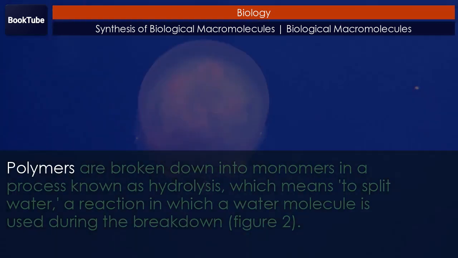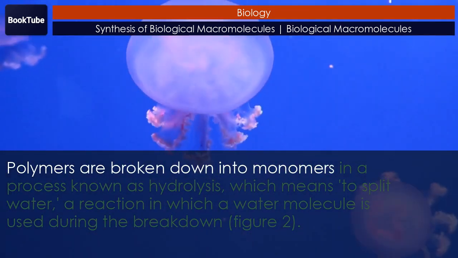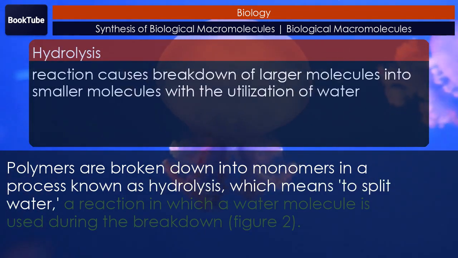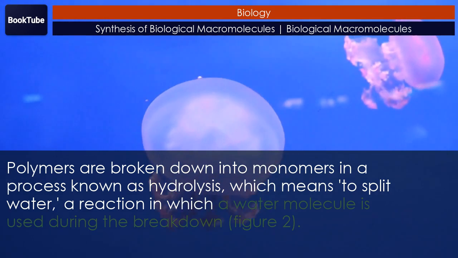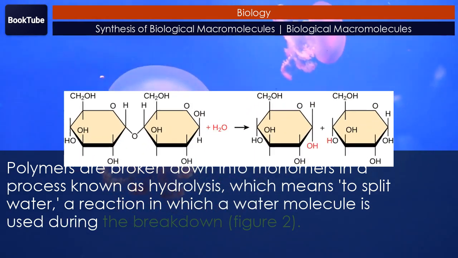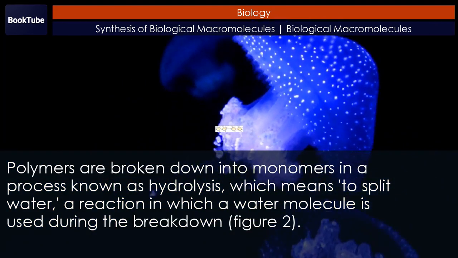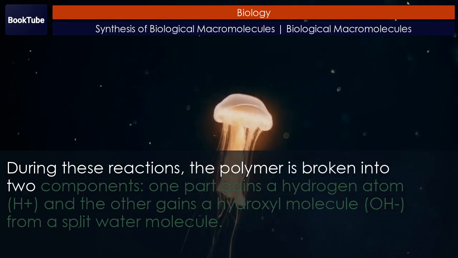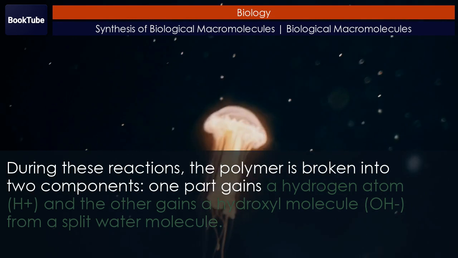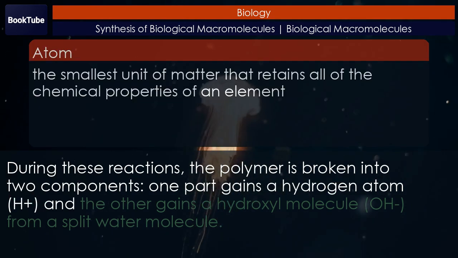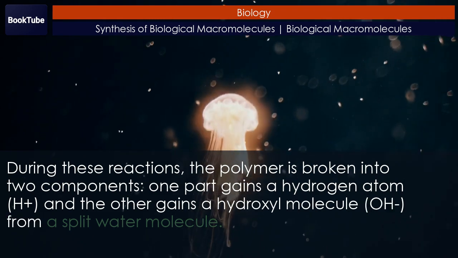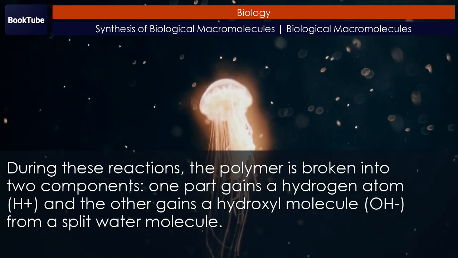Hydrolysis. Polymers are broken down into monomers in a process known as hydrolysis, which means to split water, a reaction in which a water molecule is used during the breakdown. Figure 2. During these reactions, the polymer is broken into two components. One part gains a hydrogen atom, H+, and the other gains a hydroxyl molecule, OH, from a split water molecule.